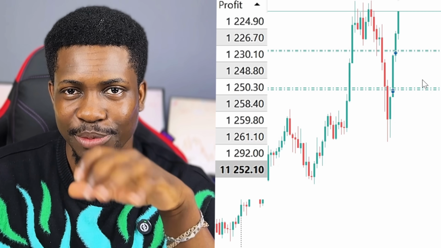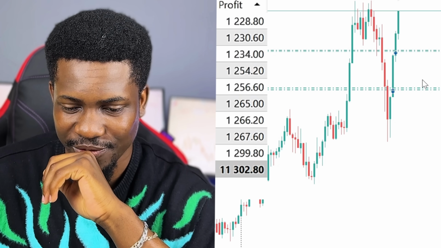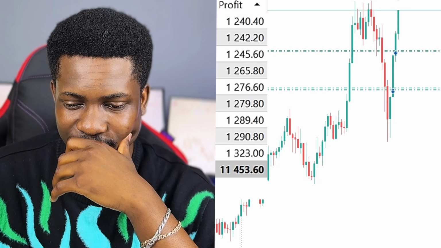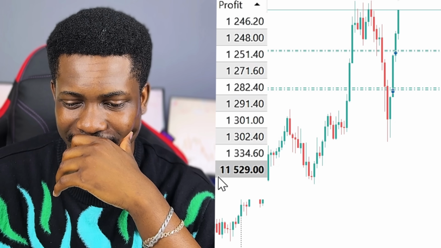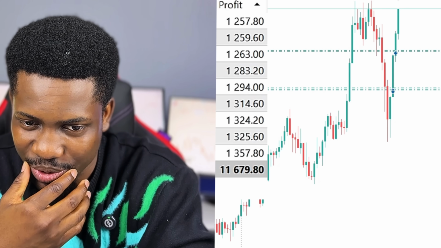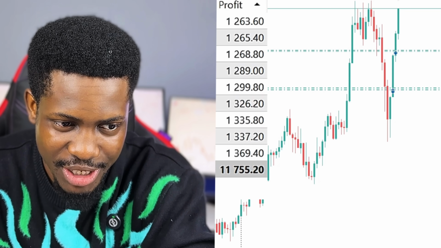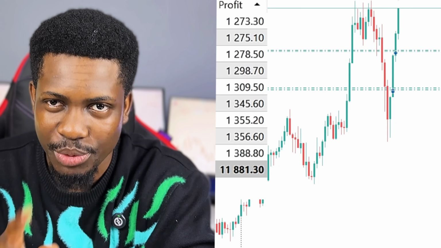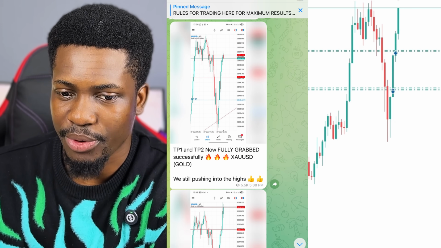So technically, we've been able to hit a target, and we've even elapsed our target, right? We've crossed over our target, and we're literally running just over 11k currently. Still running nice profit. I haven't really closed the trade because of the momentum. The momentum is actually really impressive.